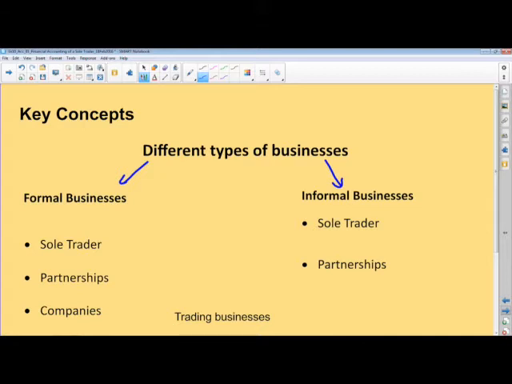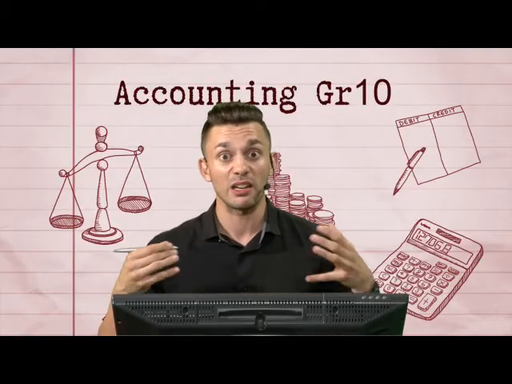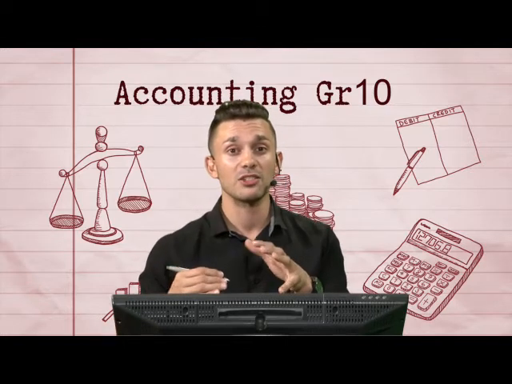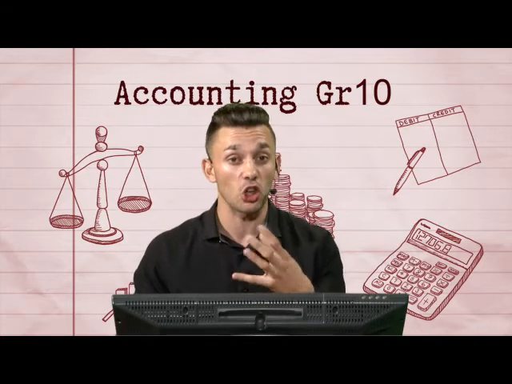We can have a sole trader, remember that is one owner, or we can have a partnership under these informal businesses where we have 2 to maybe a maximum of 20 owners within a business. Now, what makes it an informal business? Or let's rephrase that question. What is an informal business? An informal business is a business that's not registered for maybe VAT or registered at SARS.